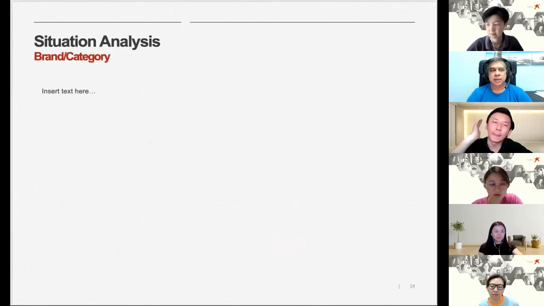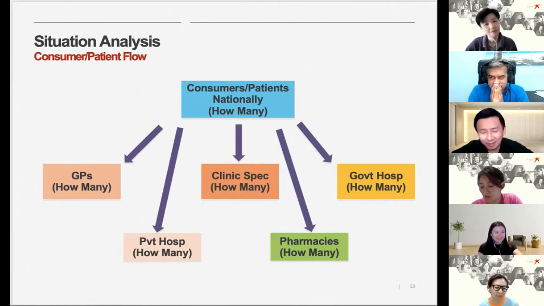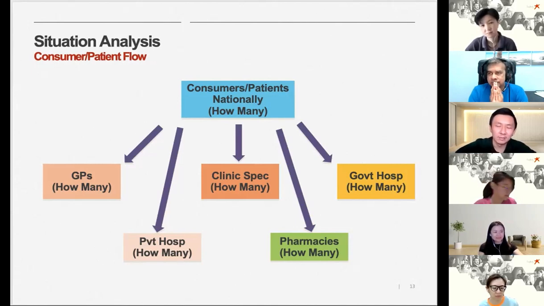Next, I think Enki has got something he wants to say. Go ahead. Just now I'm looking whether there is any national survey for the number of patients. Malaysia has the National Health and Morbidity Survey. Maybe it's not very updated. The current one is 2019. For example, depression, they state around 500,000.